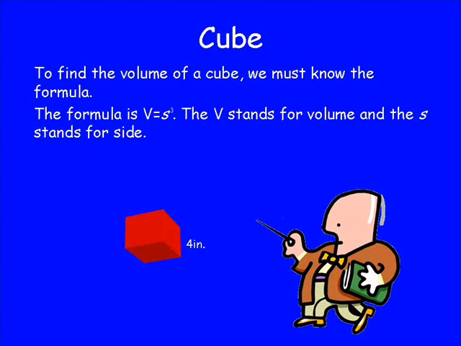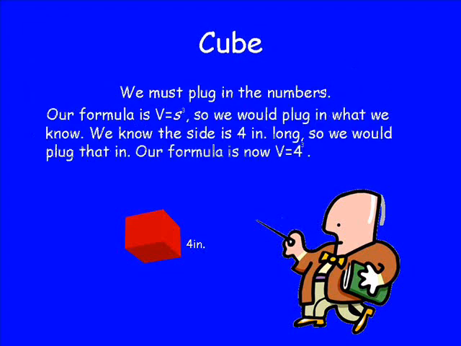To find the volume of a cube, we must know the formula. The formula is V equals S cubed. The V stands for volume and the S stands for side. We must plug in the numbers. Our formula is V equals S cubed.